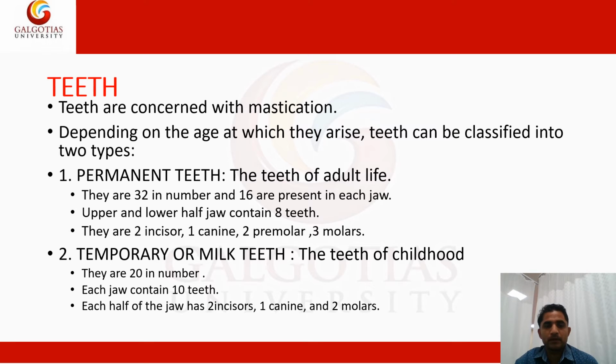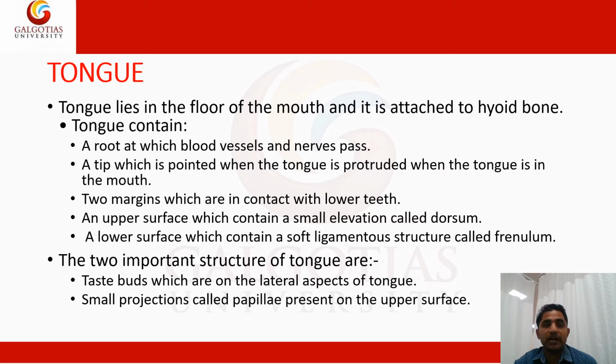Okay, now to the tongue. The tongue lies on the floor of the mouth and is attached to the hyoid bone. The tongue contains a root with blood vessels and nerves passing through. The tip is pointed when the tongue is protruded out of the mouth. It has two margins which are in contact with the lower teeth, an upper surface which contains small elevations called the dorsum, and a lower surface which contains a soft ligamentous structure called the frenum.